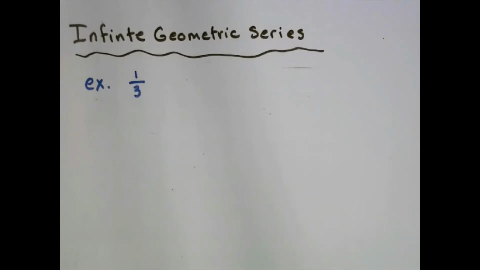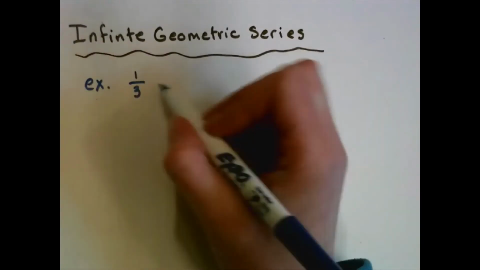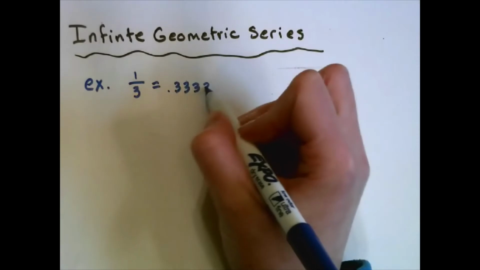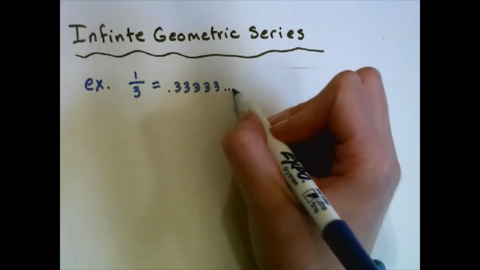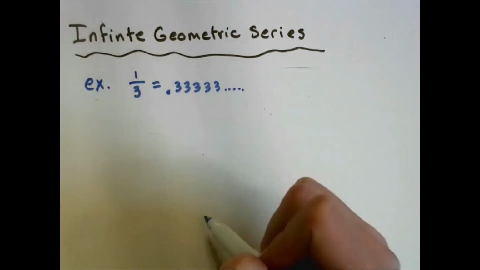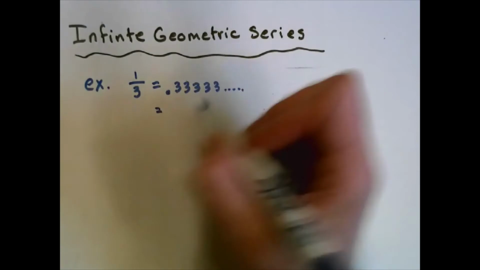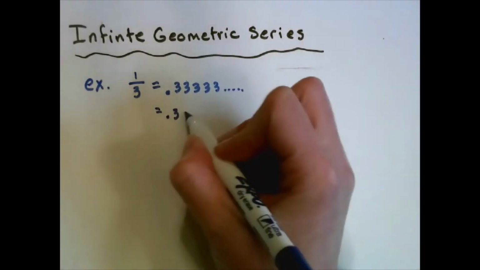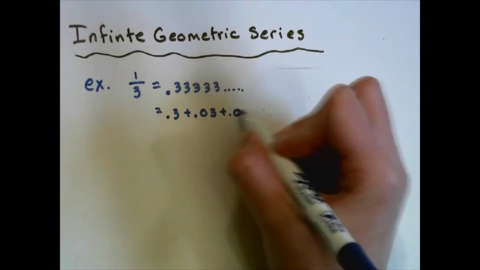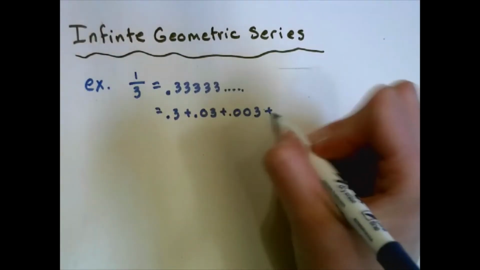So I'm going to talk about the number 1/3. Okay, so you know that 1/3 is equal to 0.333333 repeating, right? There's an infinite number of 3's here. So I'm going to take this and rewrite it as 0.3 plus 0.03 plus 0.003 and so on.